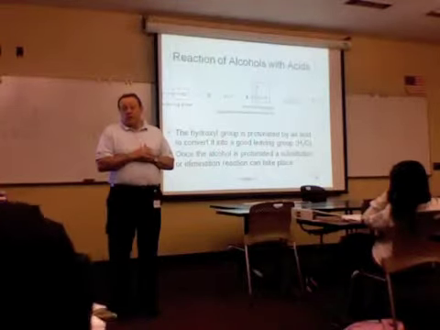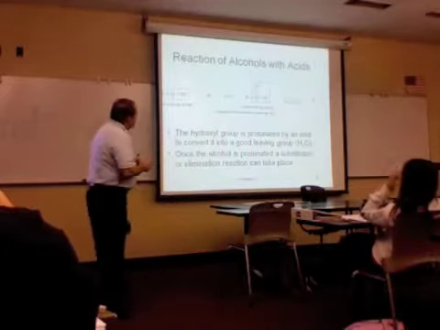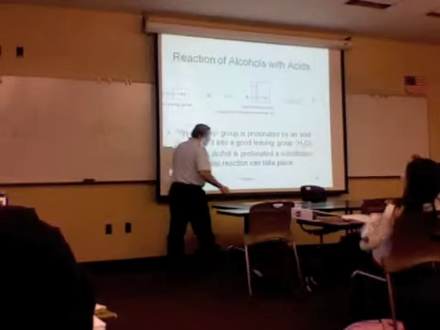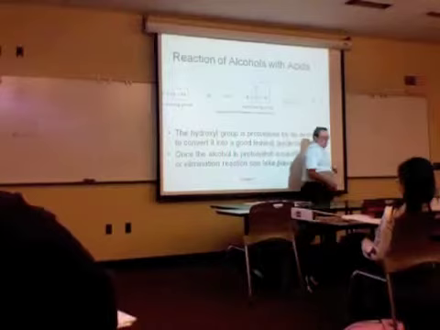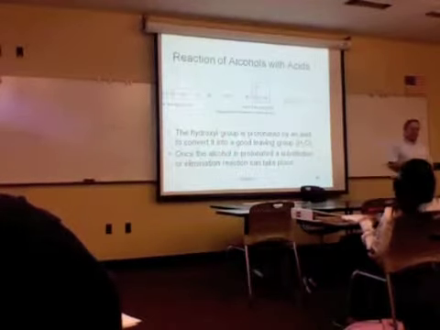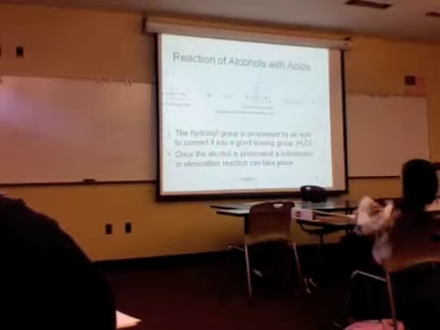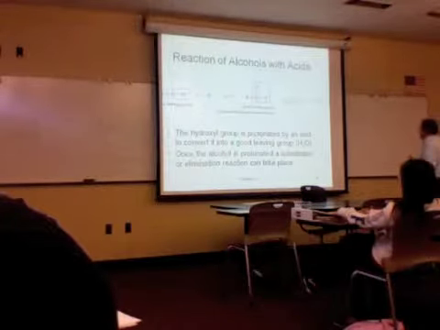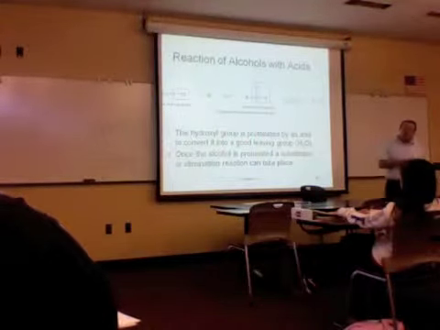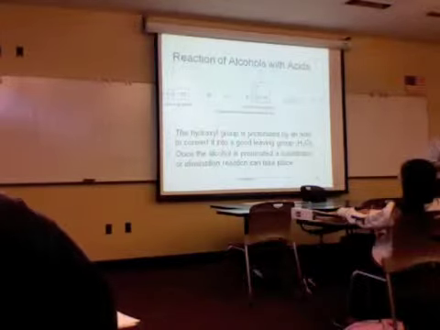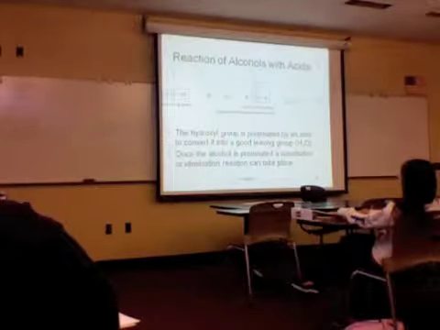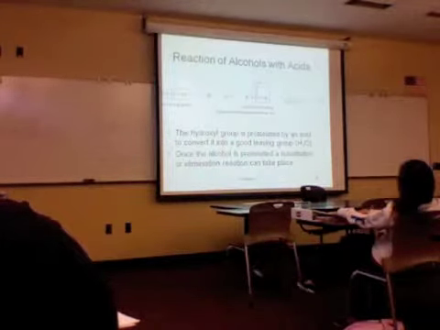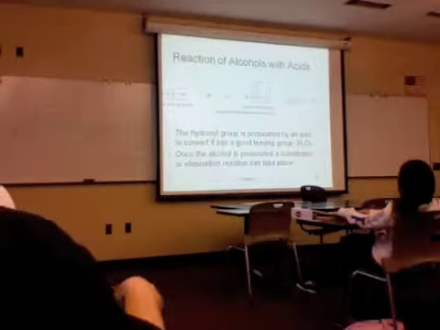HBr is particularly good here. Why? The bromide is a better nucleophile than the chloride. The chloride tends to give us lower yields. And the iodide is such a good nucleophile that we have some other side reactions that take place. So we get really good yields with bromide, and acceptable yields for the other two.